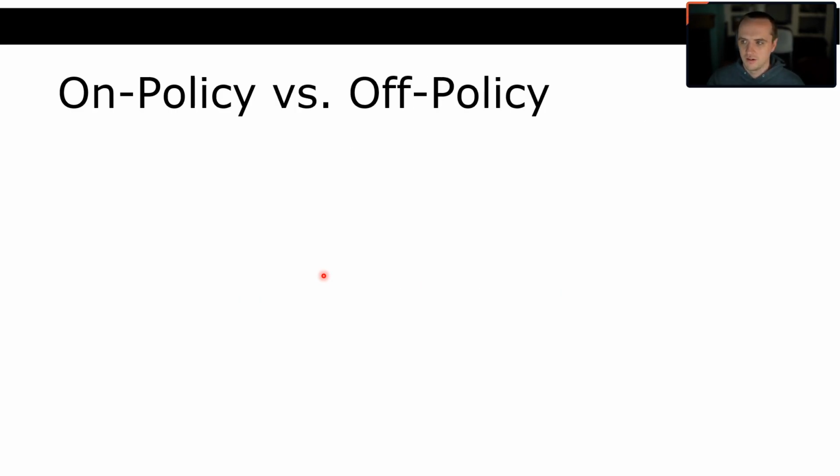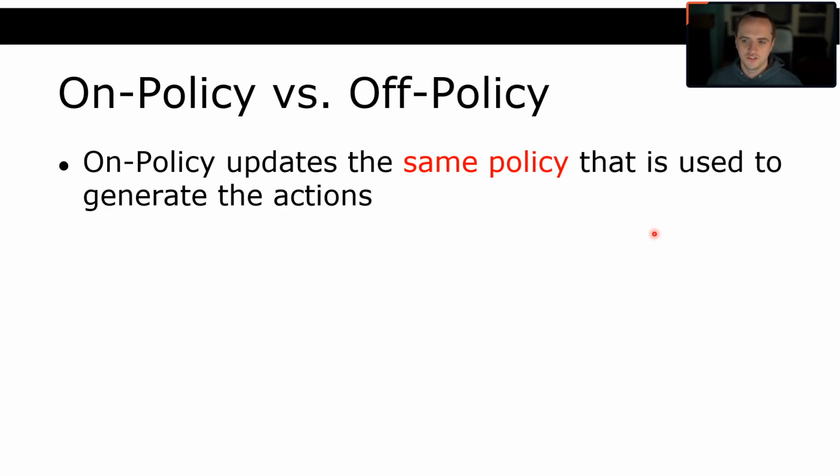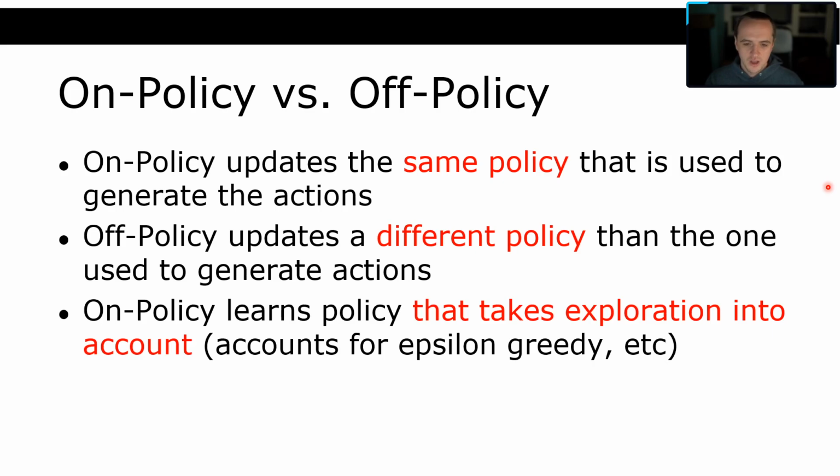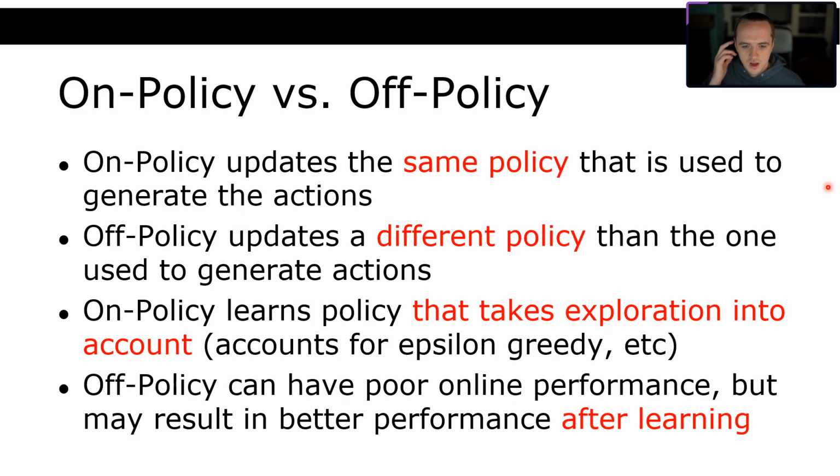So why does all this matter? Again, on policy uses the same policy that's used to generate the actions, and off policy updates a different policy than the one used to generate the actions. So when we're doing on policy learning, it learns a policy that takes things like exploration into account. So for example, if we're using epsilon greedy to guide our actions, then on policy learning will learn to deal with those random actions of epsilon greedy. And I'll show a good example of this later. Off policy will not take those things into account.